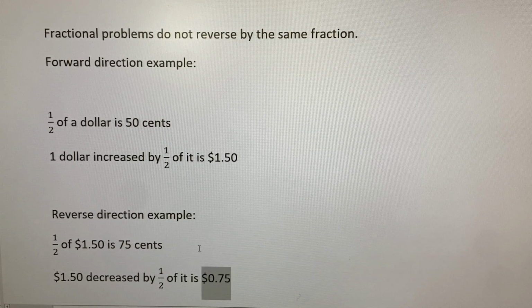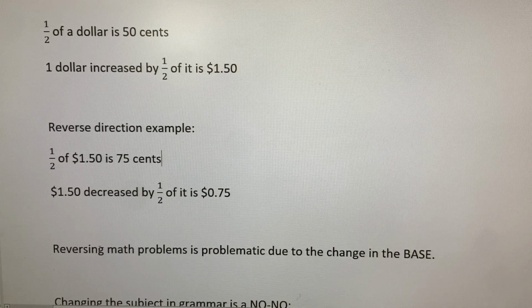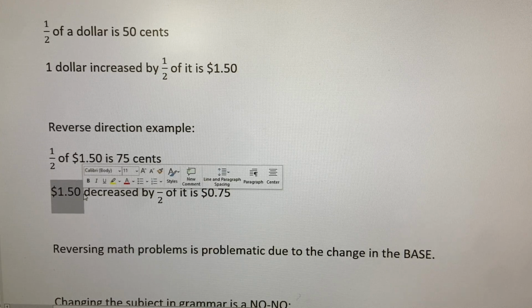The reason for this is nothing wrong with the fractions. There's nothing wrong with the amounts. The reason is that reversing math problems involves changing the base of the calculation. In this one, the base, an implicit base, is $1, and in this one the base is $1.50. Completely different bases, and logic dictates that doing the same math to a different base will not result in the same amount.